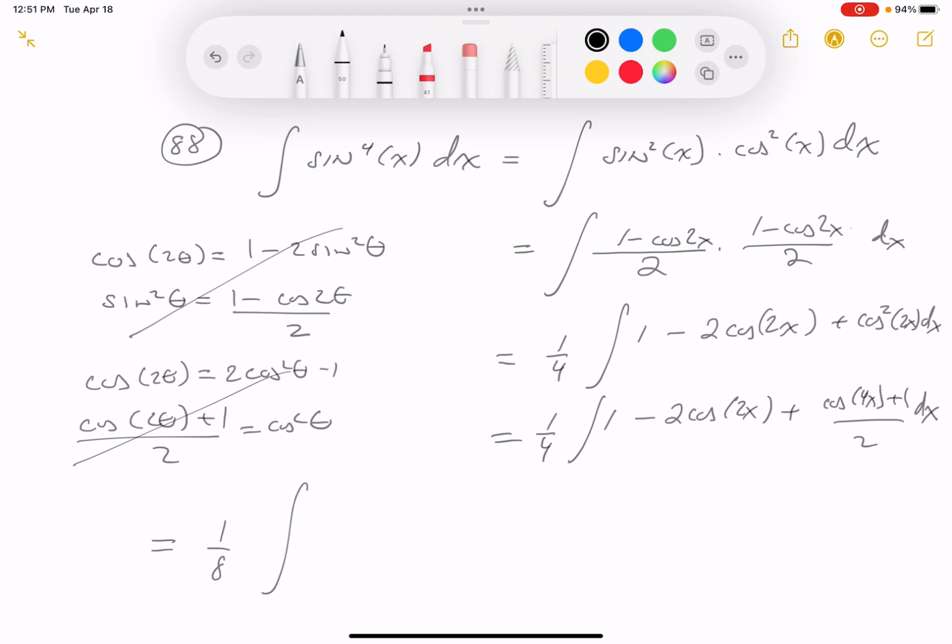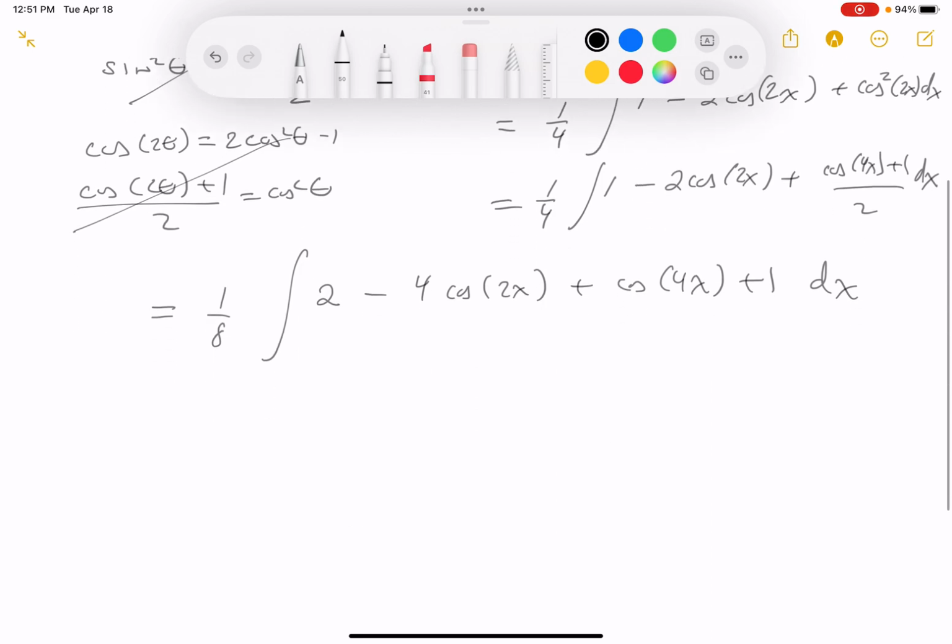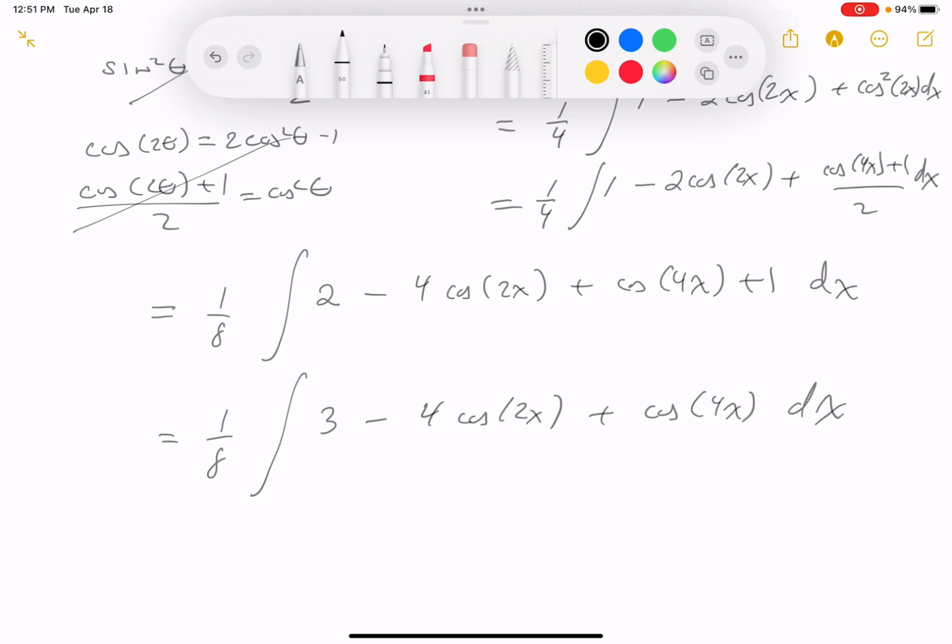Let's see, when I factor a 2 out, this would be 2 on the bottom. Minus 4 cosine 2x. And then cosine 4x plus 1 dx. I keep rewriting. And I get 1/8 times 3 minus 4 cosine 2x plus the cosine of 4x dx.